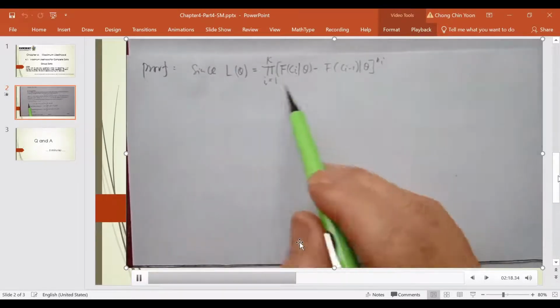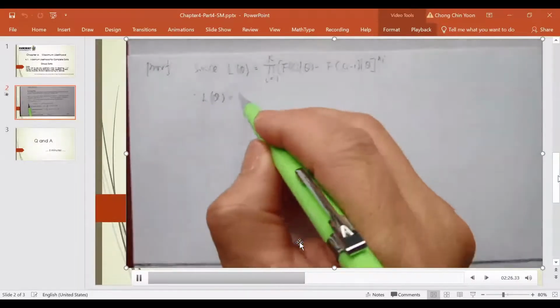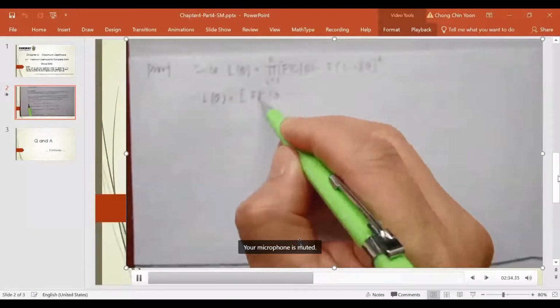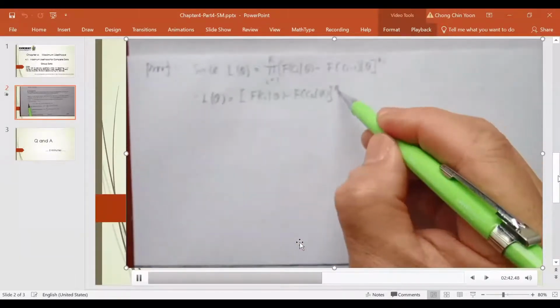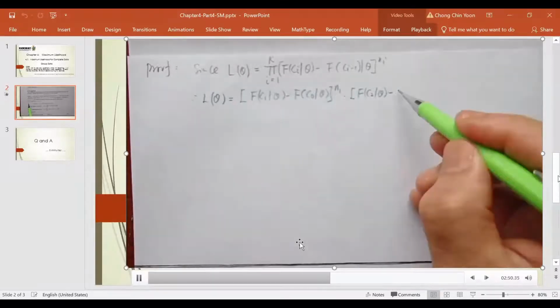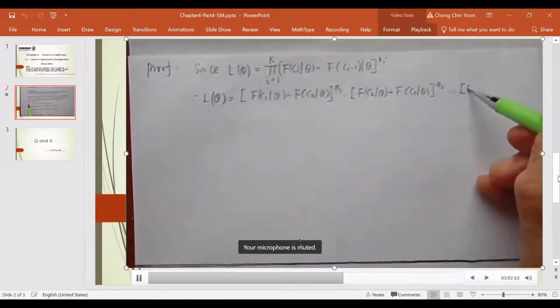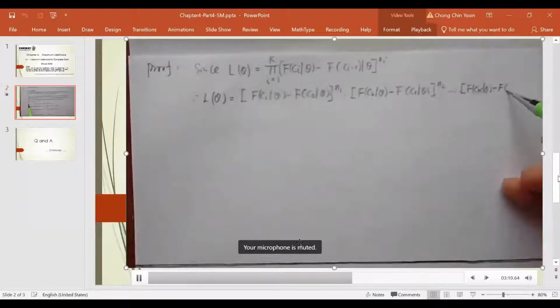Proof. Since the likelihood function is given by this, therefore this likelihood function is equal to the factor, the CDF at C1 given theta minus the CDF at C0 given theta, to the power of n1, and multiply the second factor, that is the CDF at C2 given theta minus the CDF at C1 given theta, to the power of n2, and multiply the last factor, that is the CDF at CK given theta minus the CDF at CK minus 1 given theta, to the power of nK.